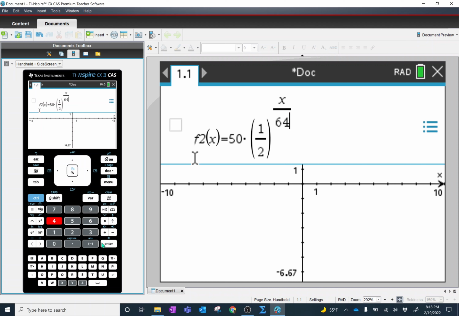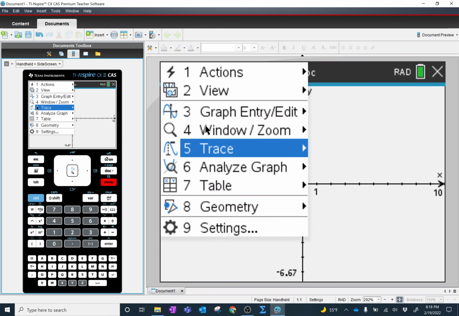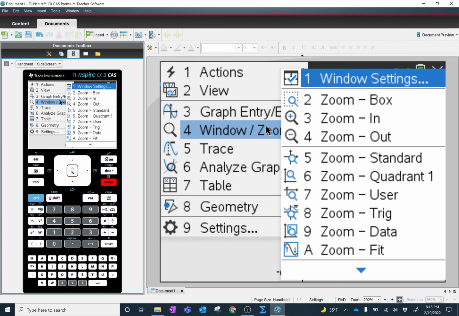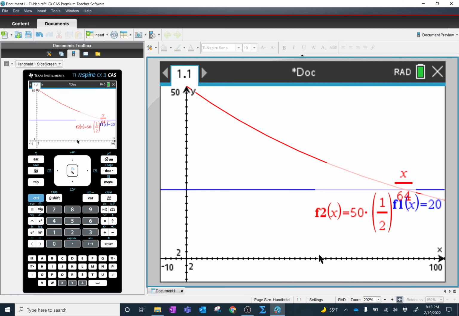Great. Hit enter. All right, now let's work on the window. We can't really see anything that's going on, so let's go into our window zoom and do our window settings number 1. So let's put our X max at 100. We're just guessing here. Our Y max, I put in 20, so let's go, I don't know, let's go 50. Now let's see if we can see everything. Okay, there we go. We can see it.